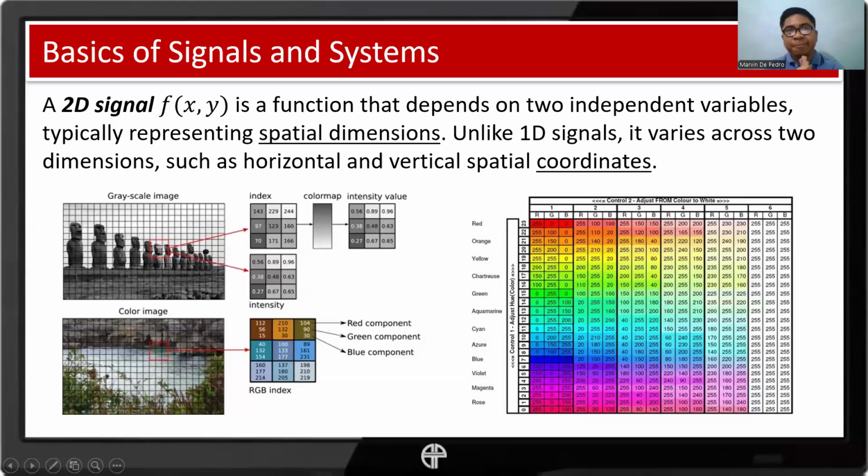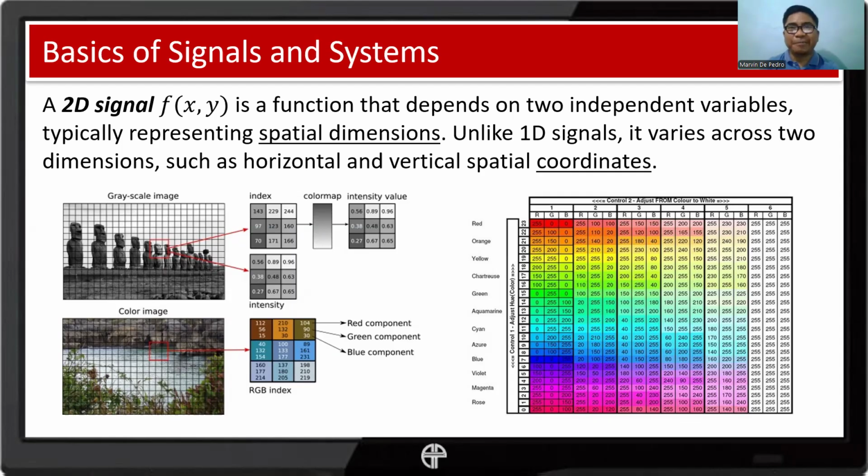Okay, next part we have this so-called 2D signal, or two-dimensional signal. If a 1D signal has f of x, for example, a 2D signal has f of x and y. So we now have two variables in our function. As you can see, a 2D signal is a function that depends on two independent variables, typically representing spatial dimensions, because we are considering the space, or the point in a given space.